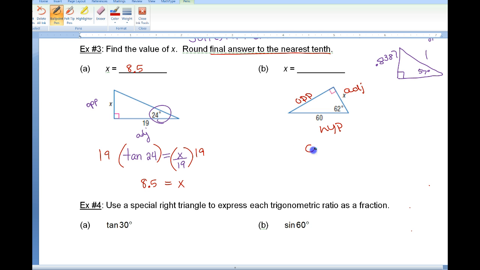Notice the opposite side, we don't know anything about the opposite side. So when I'm looking at SOHCAHTOA, I'm not going to use sine and I'm not going to use tangent, because that uses the opposite side, which we're not working with, we don't know what it is. So cosine is the obvious choice. Now, some of you might be thinking, could I use sine and figure out the opposite side and then use maybe the Pythagorean theorem or something like that? Yeah, you could.